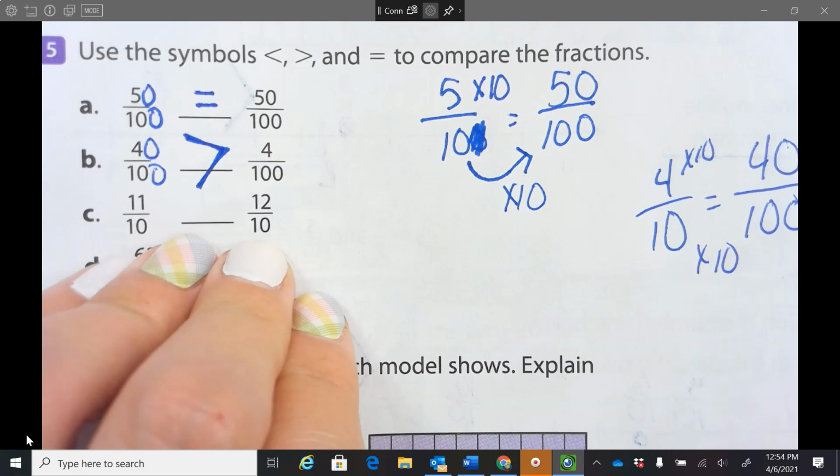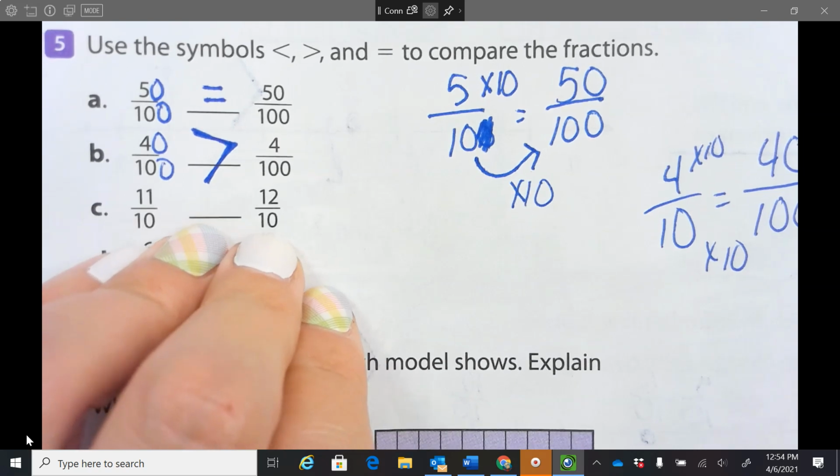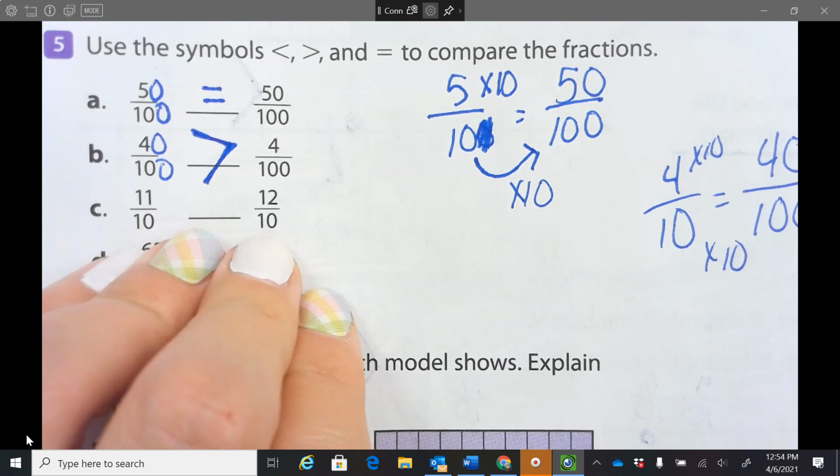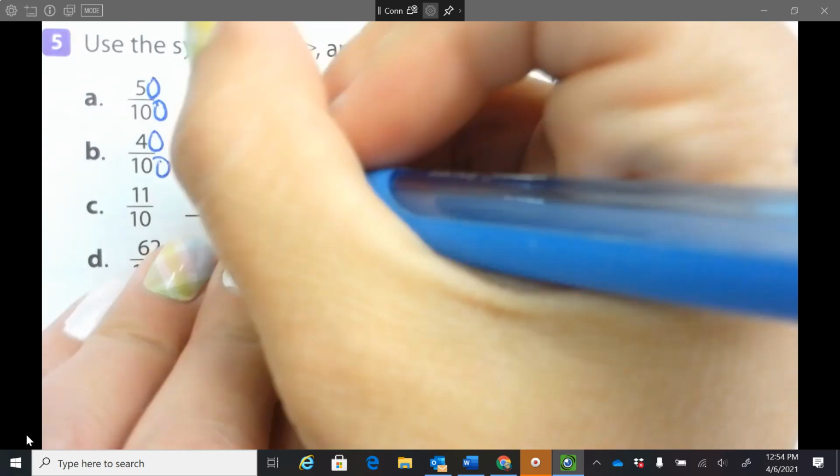What does improper fraction mean, Christian? It means when the numerator is bigger than the denominator. Yeah, so both of these fractions are greater or less than 1 whole? Greater, because the numerator is bigger. So which was greater? Is the 11 tenths greater or 12 tenths greater? 12 tenths.